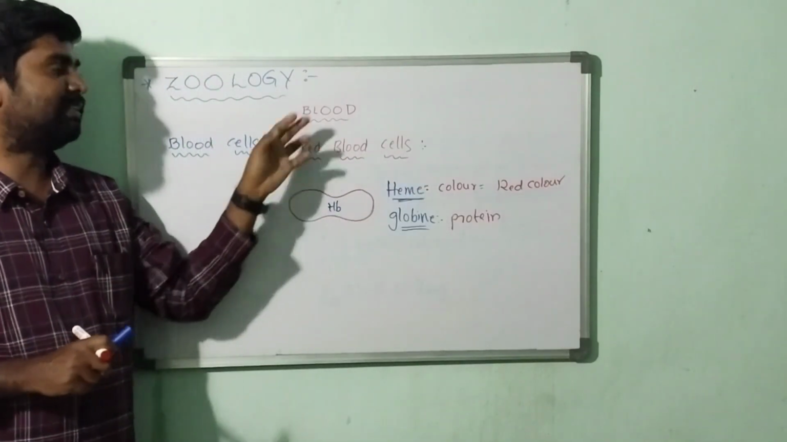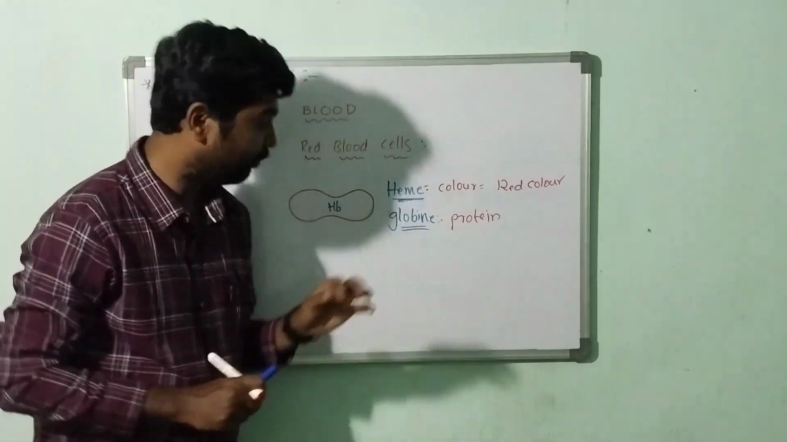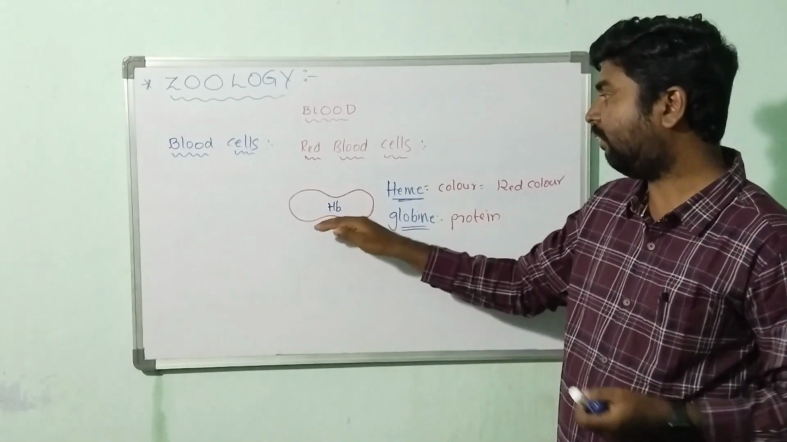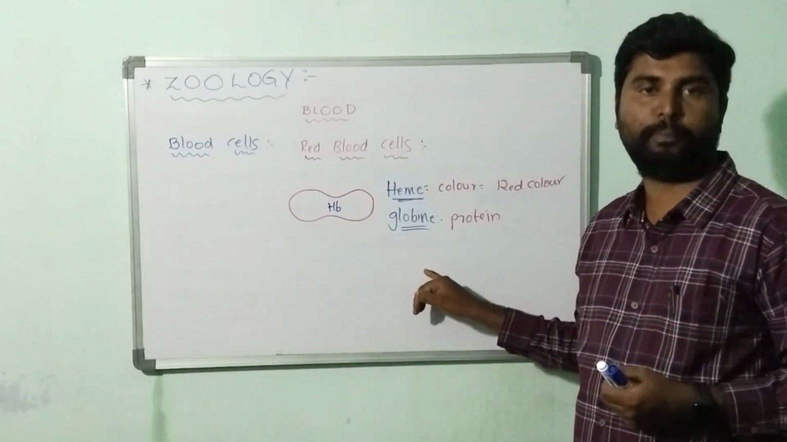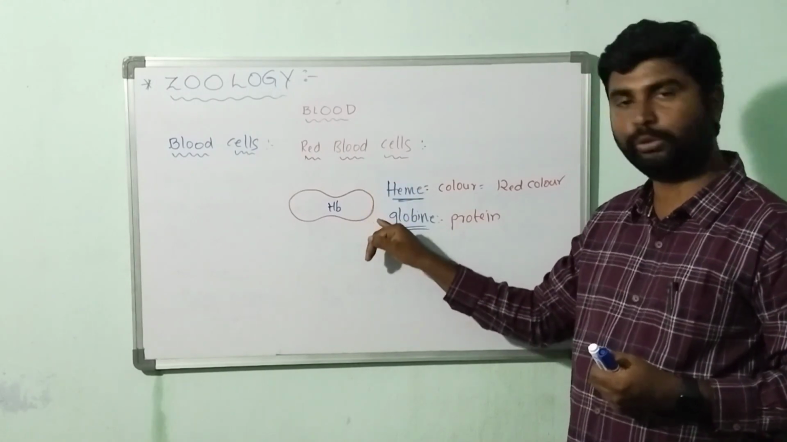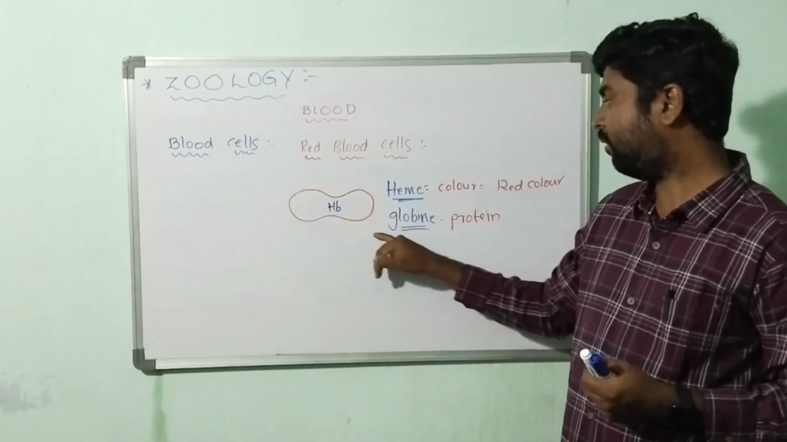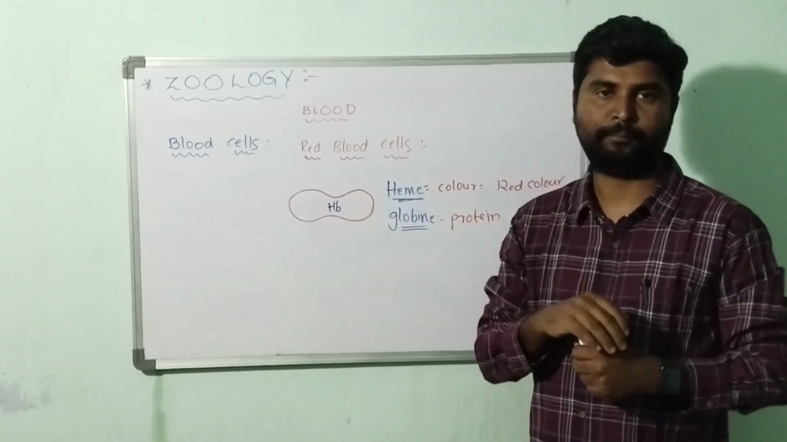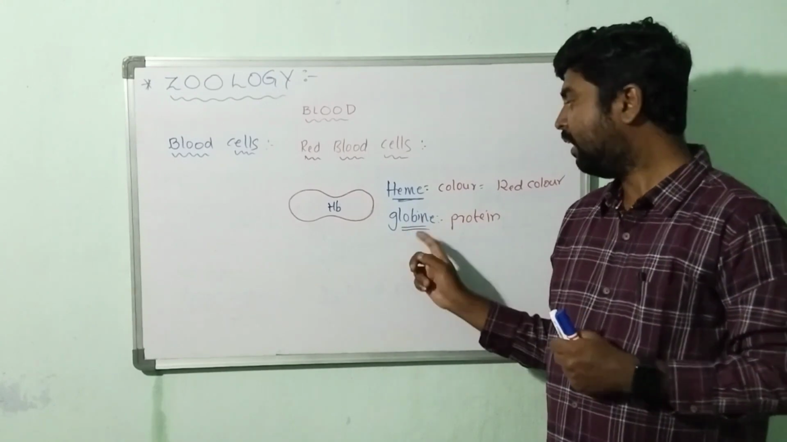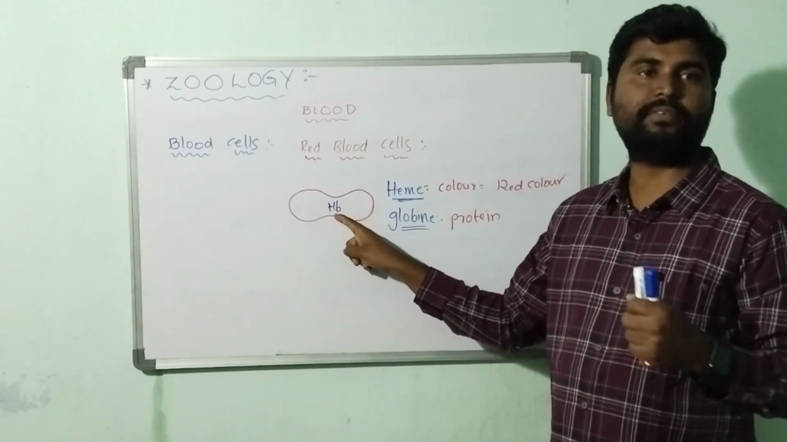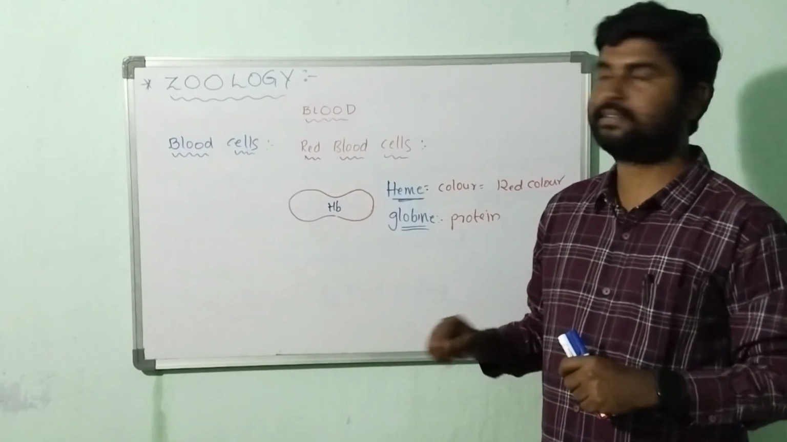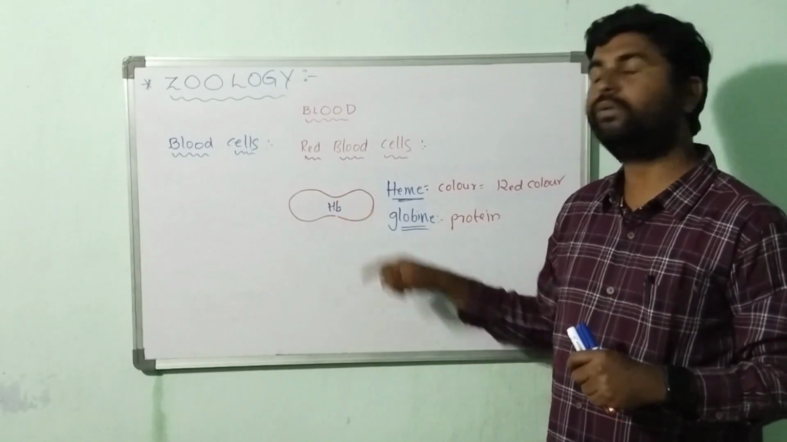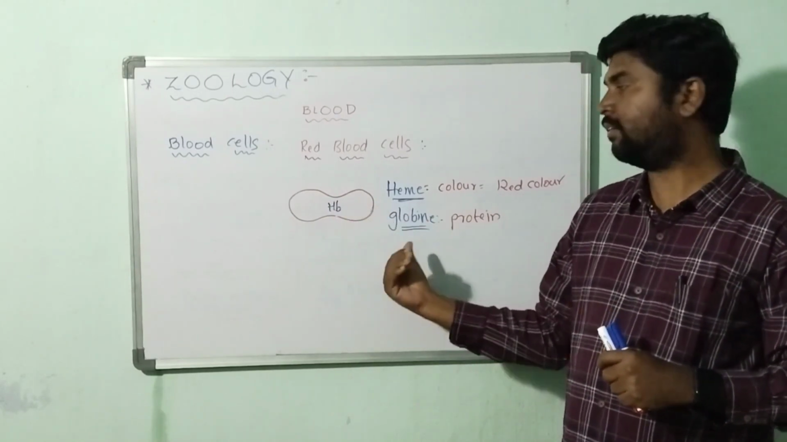Red blood cells are red in color. Why? Because they have a separate color pigment, which we call hemoglobin. This hemoglobin has two terms: heme and globin. Heme is a color pigment which produces red color, and globin is a protein. That's why the red blood cells are red. So hemoglobin gives the red color to the cells.